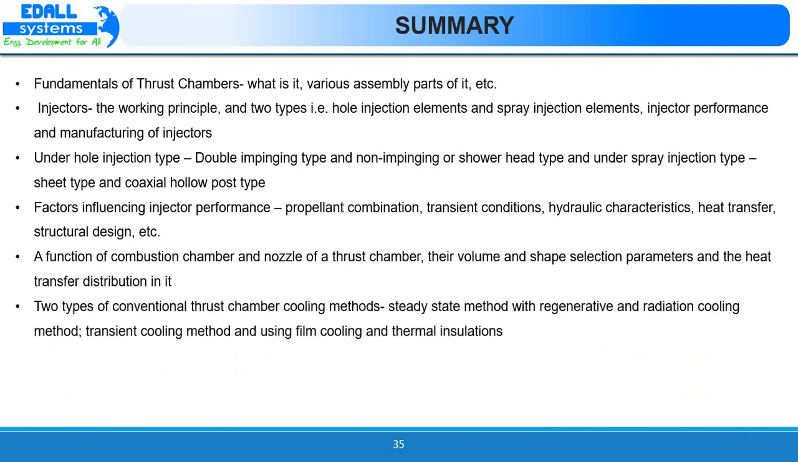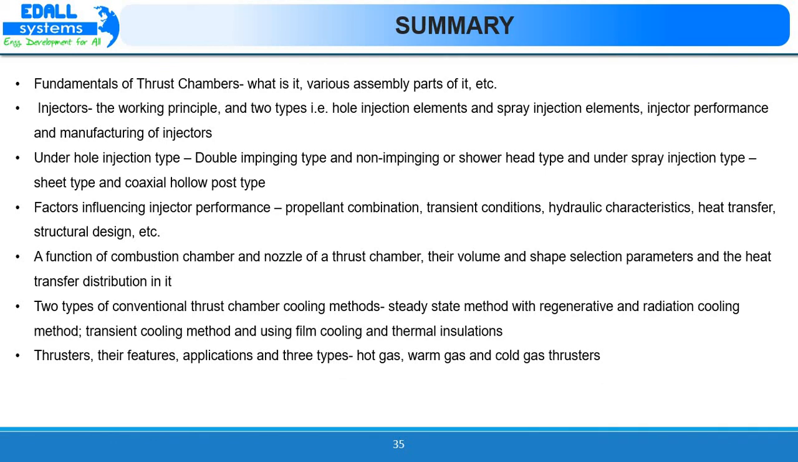Then we discussed two types of conventional thrust chamber cooling methods. That is first the steady state method, which included regenerative cooling, that is forming a cooling jacket around the thrust chamber, and then the radiation cooling method, where we are using materials which will glow when thermal equilibrium is reached. Then we have seen the transient cooling method, which is called sink cooling, which will never reach thermal equilibrium. Then we have seen film cooling and thermal insulation. Inside thermal insulation, we have seen different techniques used for this thermal insulation.